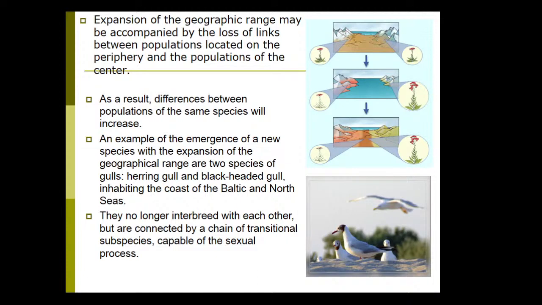Expansion of the geographic range may be accompanied by the loss of links between populations located on the periphery and the population of the center. As a result, differences between populations of the same species will increase. An example of the emergence of a new species with the expansion of the geographic range are two species of gulls, the herring gull and the black-headed gull, inhabiting the coast of the Baltic and North Seas. They no longer interbreed with each other, but are connected by a chain of transitional subspecies capable of sexual process.